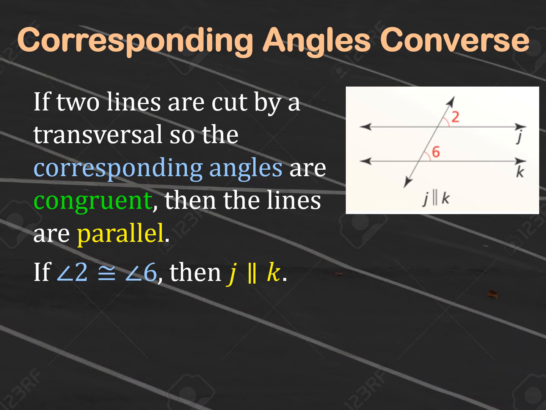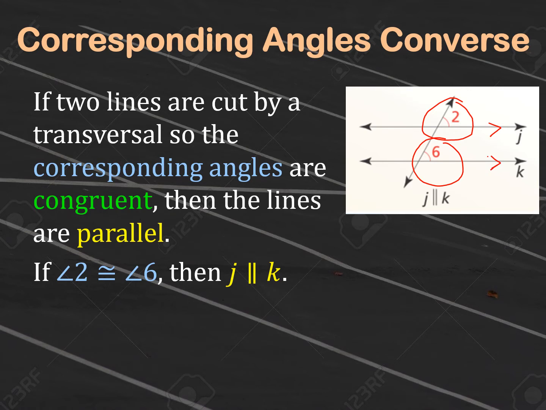So we start with the corresponding angles converse. Remember, converse is the opposite of the definition. If two lines are cut by a transversal, so corresponding angles are congruent, then the lines are parallel. In other words, if angles 2 and 6 are congruent, then J is parallel to K. So here you are given the angles being congruent. If they're congruent, then you can conclude the lines are parallel.